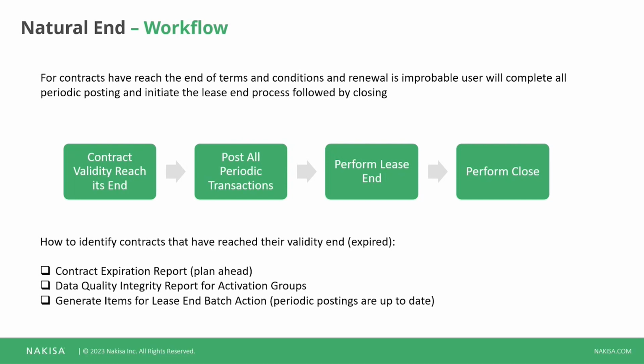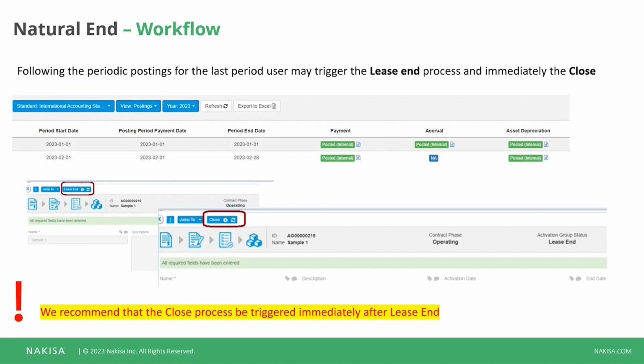In addition to that, assuming that all the periodic postings are up to date, you can also make use of the lease end action that is available within the batch management feature for the workflow mass transition. And the system will be able to show you what are the contracts that are supposed to have a lease end because they're expired and all their transactions are posted. And I'm going to show you that in just a few minutes once we get to the demonstration part.